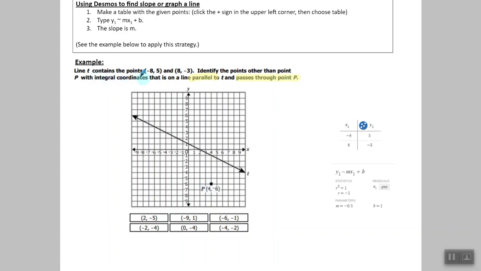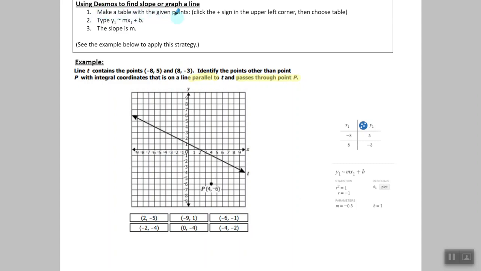Integral coordinates just means that it's right on any crosshairs. There's no half numbers or decimal numbers. We're going to choose from these points here. So our first thing to do is going to be to graph this in Desmos, and we can do that how I showed up here.